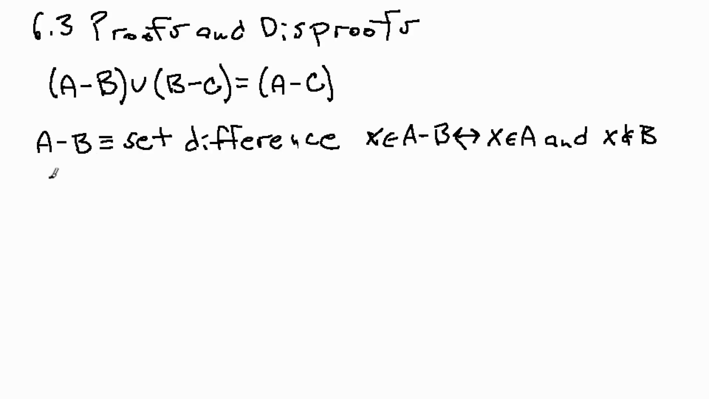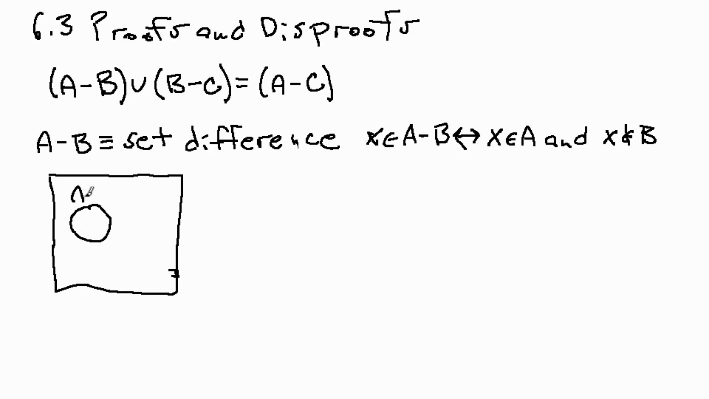So if we wanted to draw a picture of that, if that's A and that's B, A minus B would correspond to this area right over here. It's what's in A and isn't in B. Now, let's get back to our problem here. We're asked, is this true or not? I'll put a big question mark here.